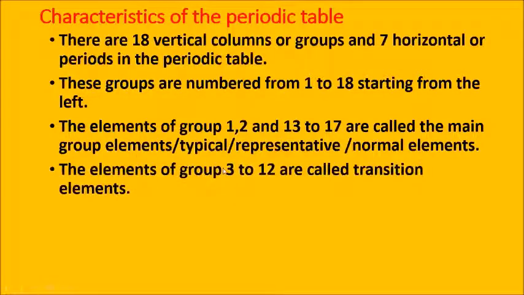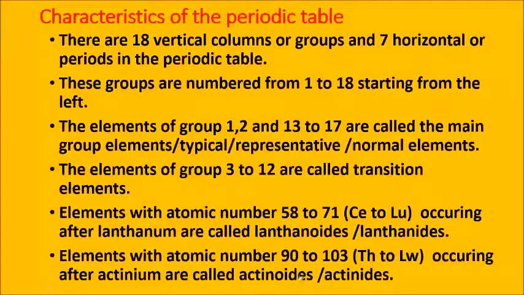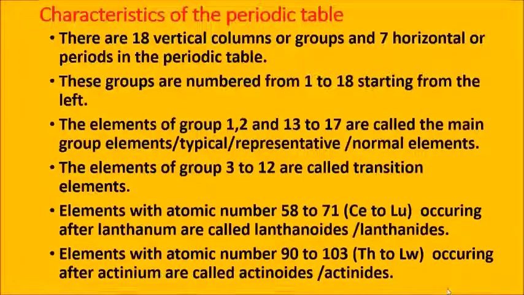The elements of groups 3 to 12 are named transition elements. Elements with atomic number 58 to 71, that is cerium to lutetium, occurring after lanthanum, are named lanthanoids or lanthanides. The elements with atomic number 90 to 103, that is thorium to lawrencium, occurring after actinium, are called actinoids or actinides. So these are the characteristics of the periodic table.